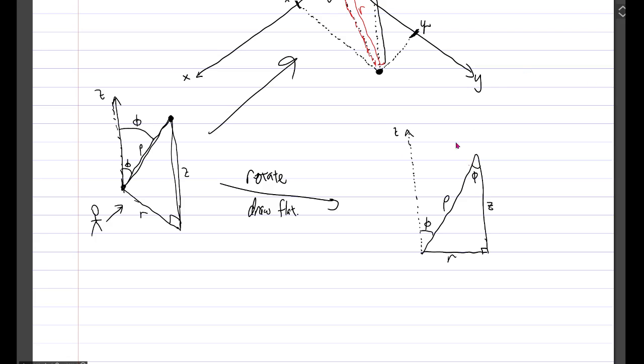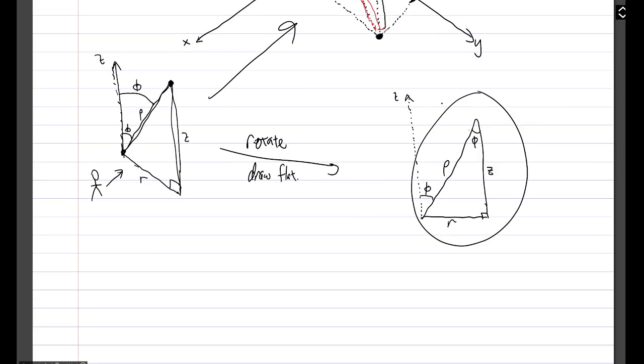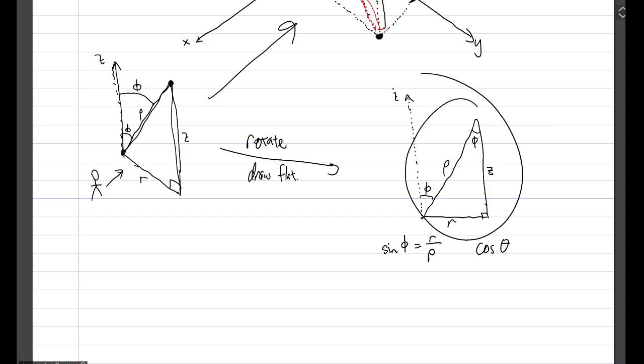So here's what we're going to do based on this right triangle right here. I'd like you to look at sine of phi. Okay, sine of phi. So based on this angle, we need opposite over hypotenuse, right? So R over rho. So sine of phi is equal to R over rho. What about cosine of phi? So from the diagram, we need adjacent over hypotenuse. So we need Z over rho.